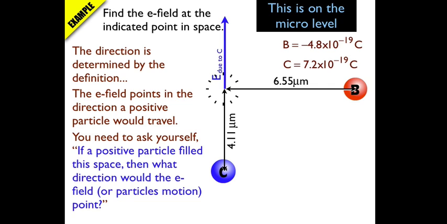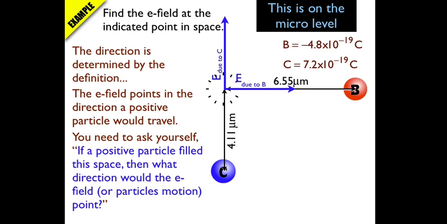So that's the direction of the E field due to particle C. Now let's find the direction of the E field due to particle B. So I'll take my imaginary positive test charge, put it in place, and let it move. I imagine it's going to be attracted to B since B is negative. So my E field this time is going to go from left to right.